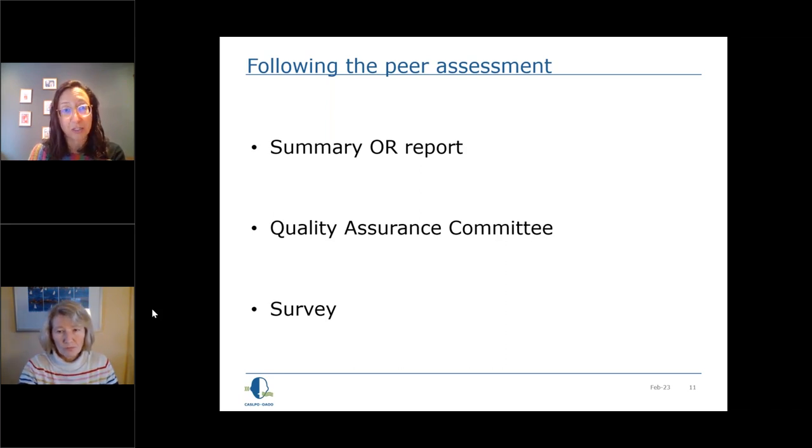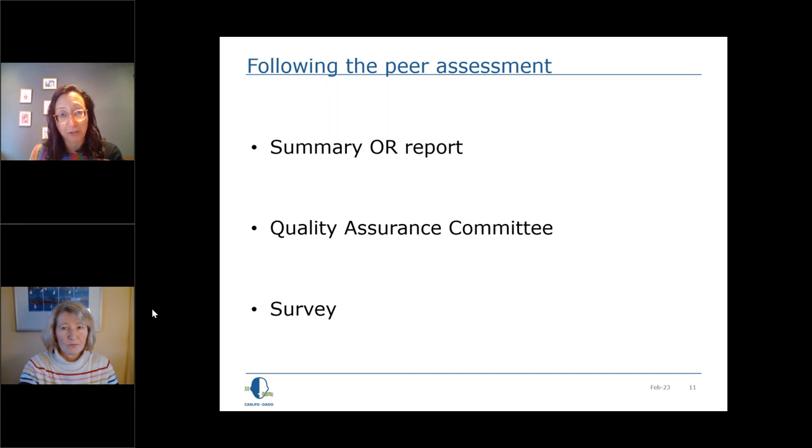A summary is short, and it means that you have met or exceeded all expectations. The summary doesn't really reflect all of your work. It's very brief. If there was any remediation for one or two standards, once it's completed to the peer assessor's satisfaction, a summary will be written.